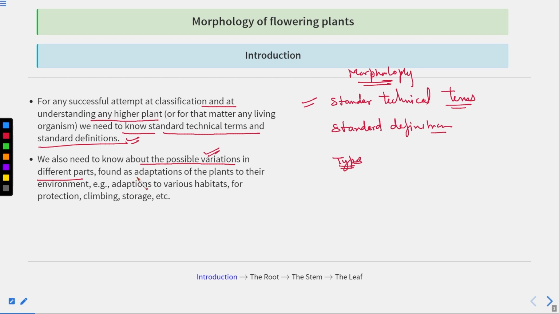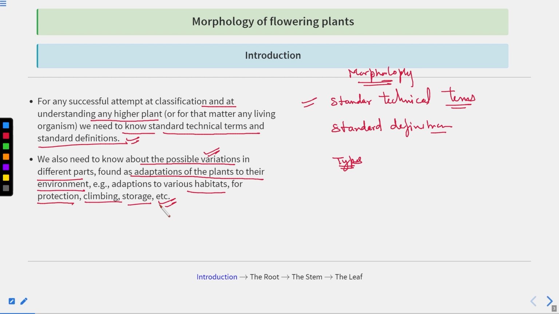And we will also talk about the adaptation of the plants to their environment: why they have different types of roots, why they have different types of stems, because every plant is adapted to grow in a different environment. To get adjusted in that environment, they modify their parts; they modify stems, roots, and leaves. So adaptation to the various habitats, for example, for protection, for storage of food, for climbing.